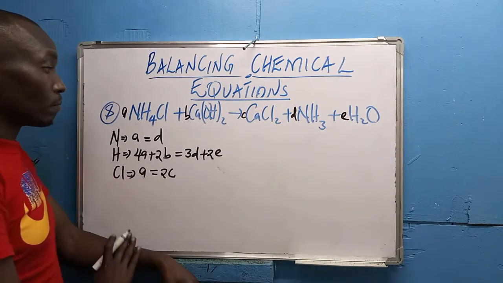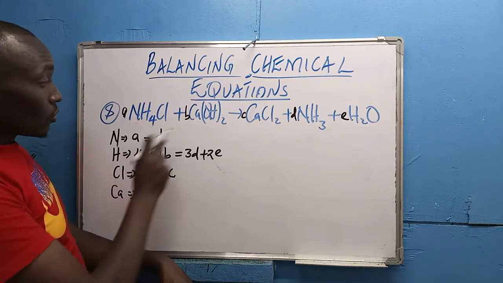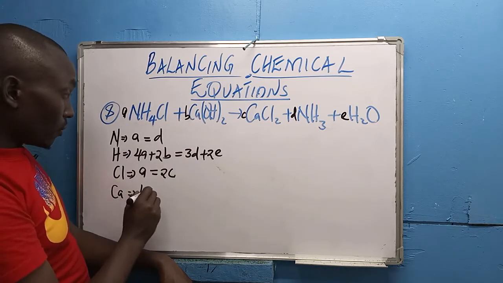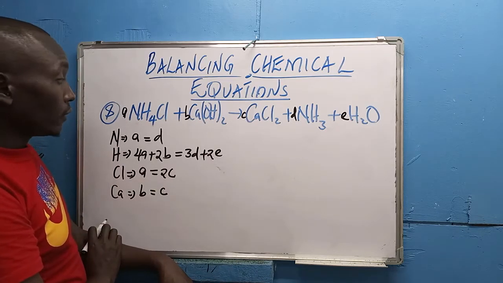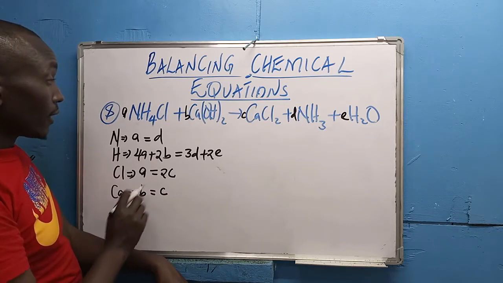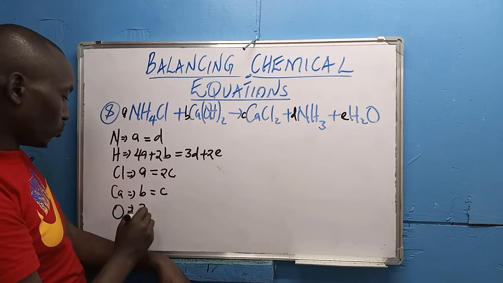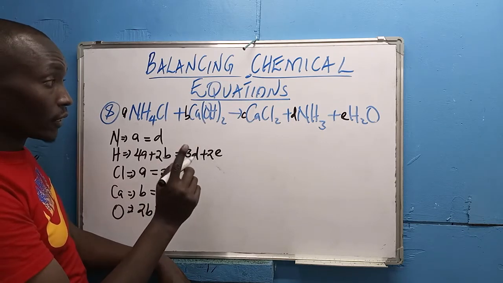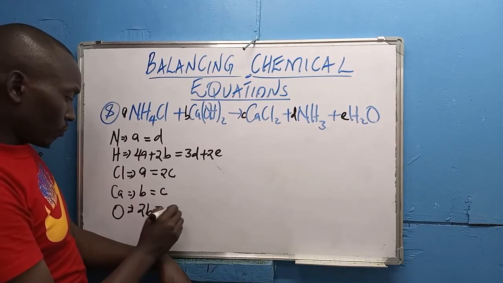So it is 2C. I go to the next, calcium. Calcium. So it is only 1, so it is B equals 2. It's only 1 equals to C. I'm done with that. So I can go to oxygen. Oxygen. With oxygen, I know here it is 2 of them. So 2 times B equals to oxygen on the other side. Only 1. So it is E.